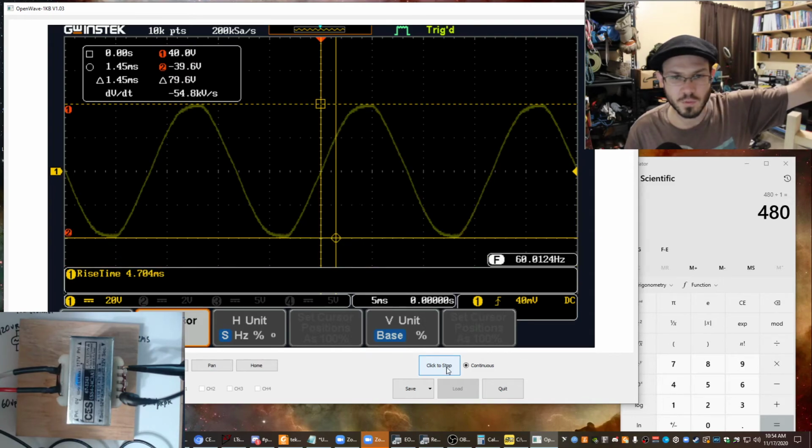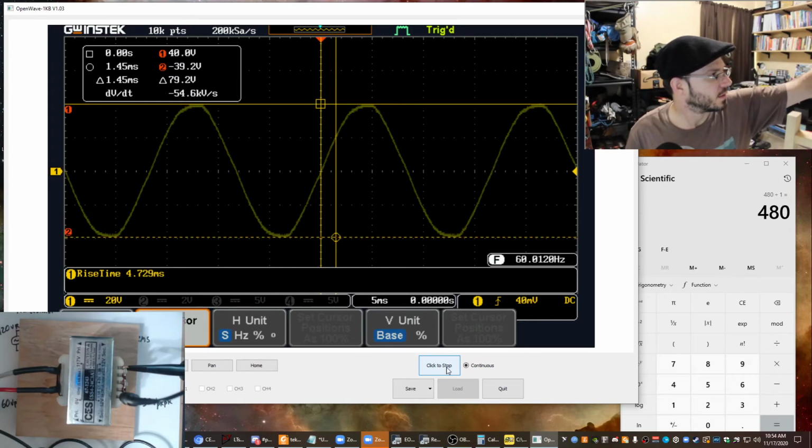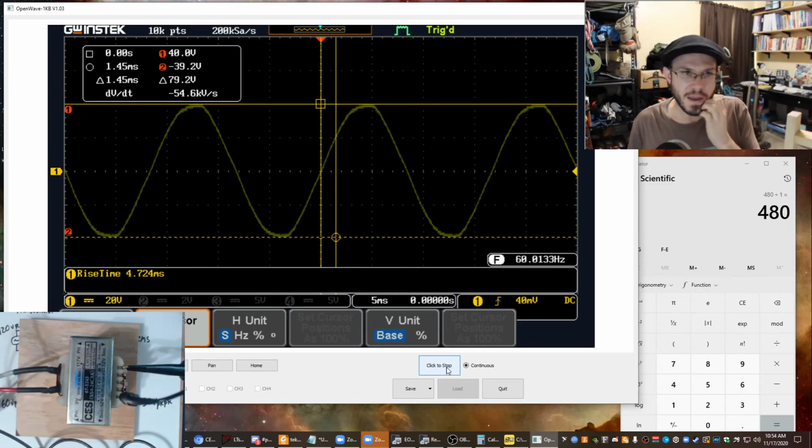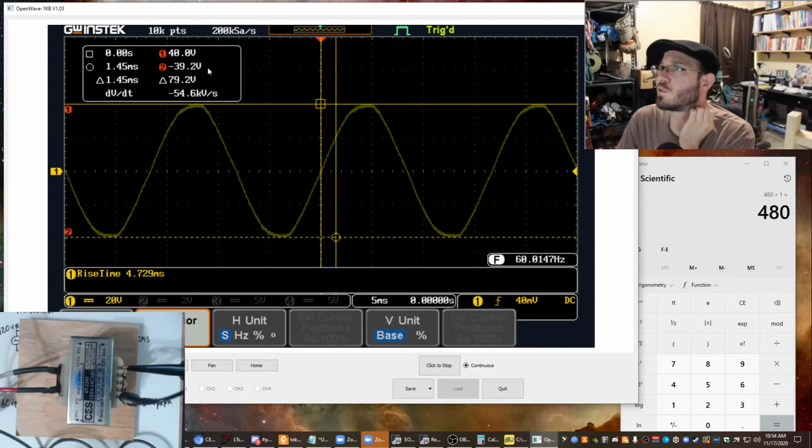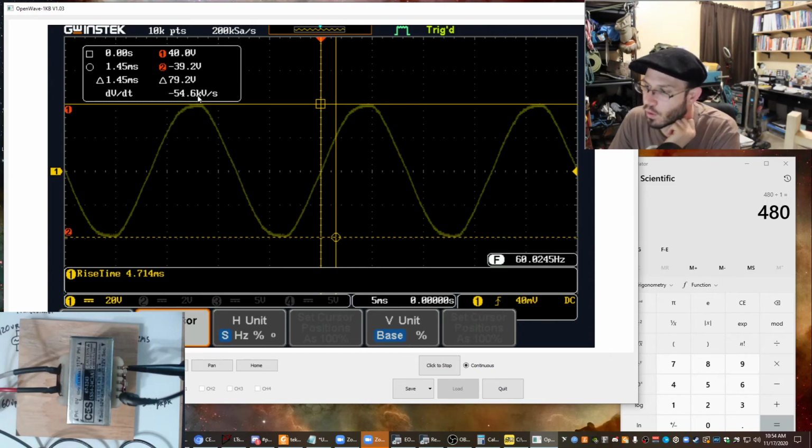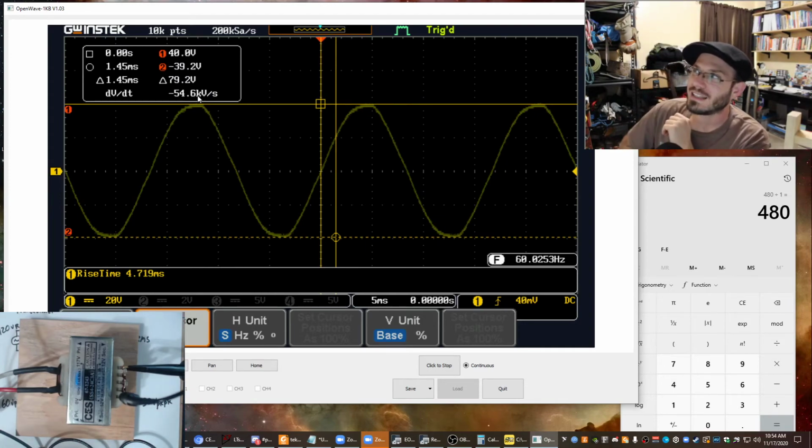Okay, I'm going to place this one at the bottom of my waveform, and I'm going to take the other one and place that at the top. Okay, so if you look at the delta over here, this is the measurement on the top cursor. It's at 40 volts, and the bottom cursor is at about minus 40 volts as well. The delta is the difference between the high and the low voltage. So in this case, I'm getting 80 volts. 80 volts what? 80 volts peak to peak.